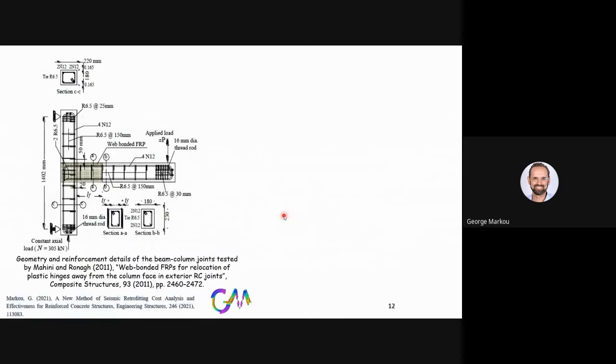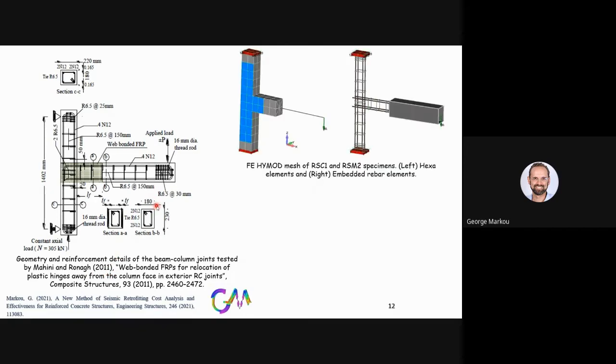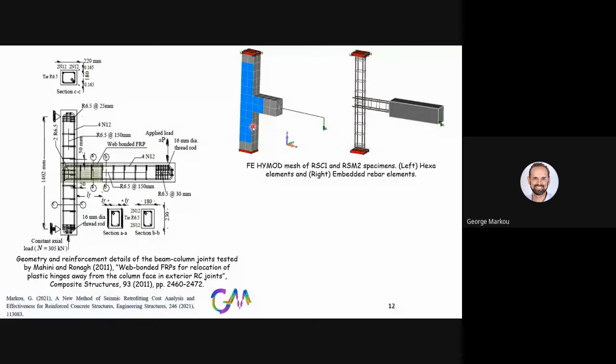Now, again, another problem that was modeled in addition to the previous one that I've shown you was the Mahini and Ronagh in 2011, where they tested again a similar type of joint. And as you can see, this was modeled by using the same approach, but part of the beam here was modeled through a beam column finite element. So this is a hybrid model and a hybrid mesh, which uses 2 different in dimensionality finite elements in order to further decrease the computational demand without losing any accuracy.